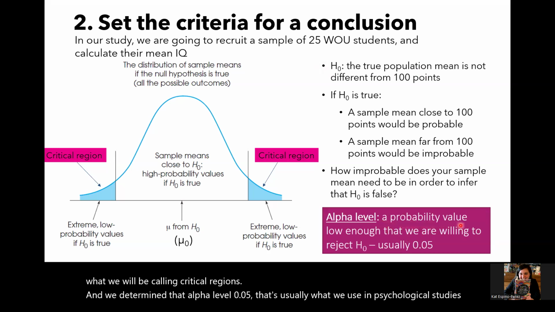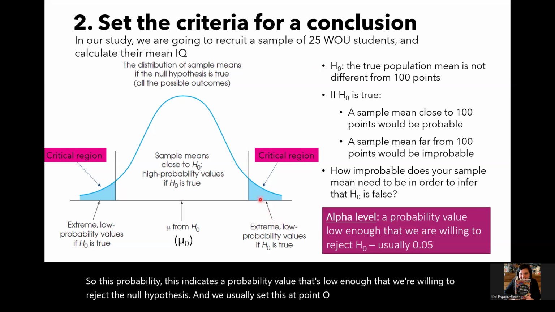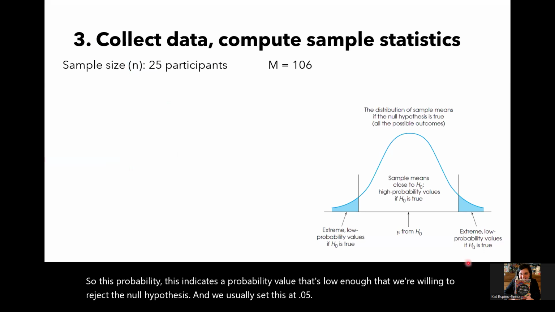So this indicates a probability value that's low enough that we're willing to reject the null hypothesis. And we usually set this at 0.05. So that's what determines the critical value.